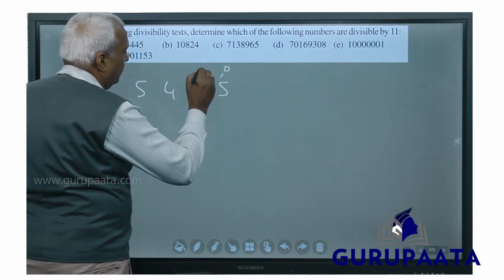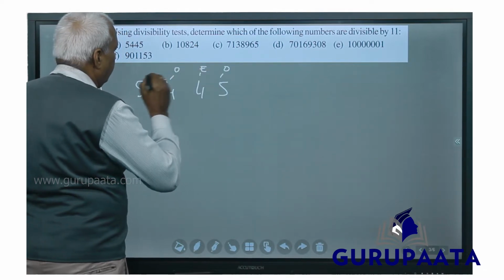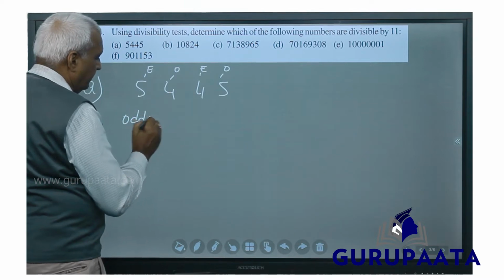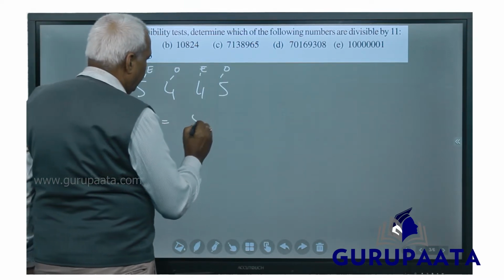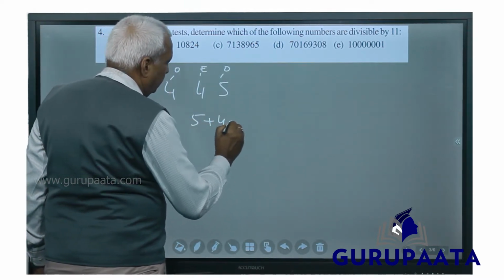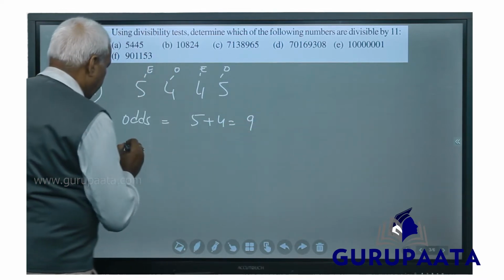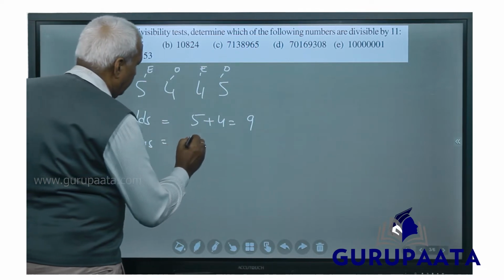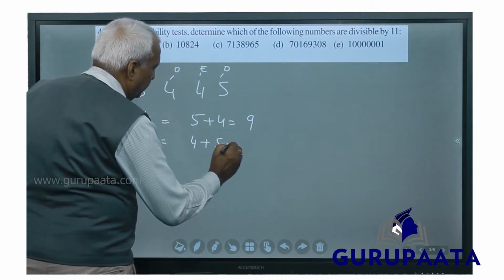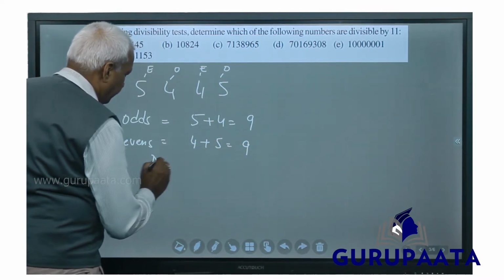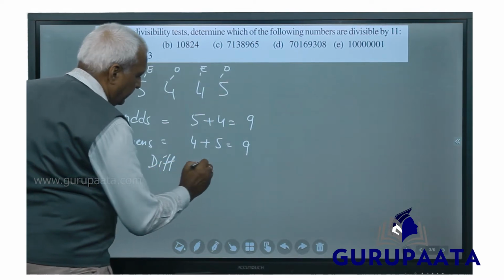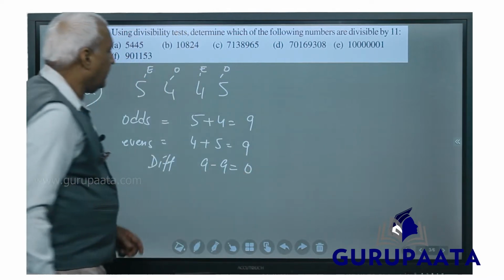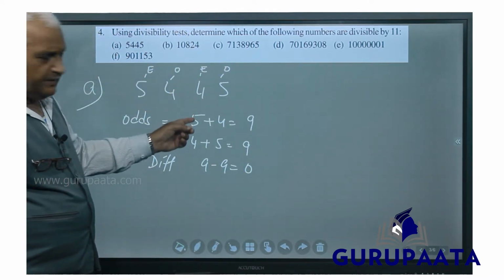Write odd, even. Odds: 5 plus 4, 9. Evens: 4 plus 5 equal to 9. Difference: 9 minus 9, 0. So this number is divisible by 11.